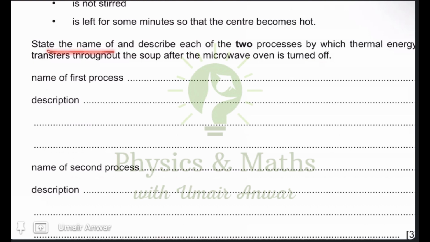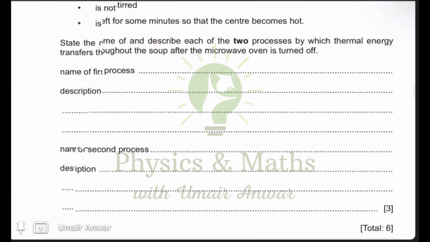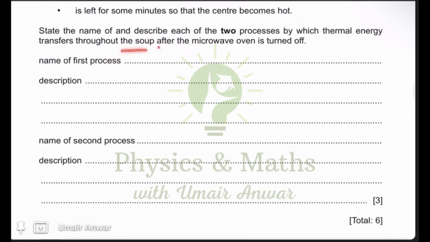State the name of and describe each of the two processes by which thermal energy transfers throughout the soup after the microwave oven is turned off. So name of the first process. The first process, and the most effective process in fluids through which heat is transferred, is convection. And the second process which can happen here is conduction.